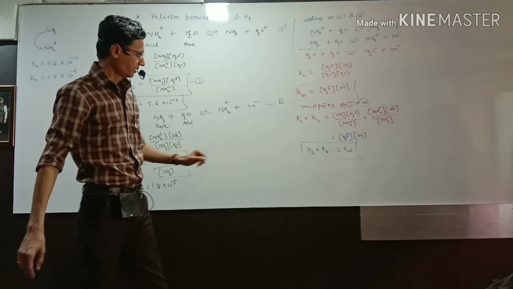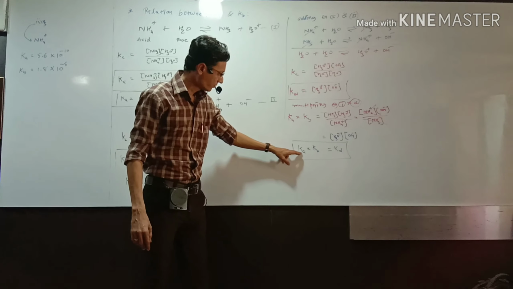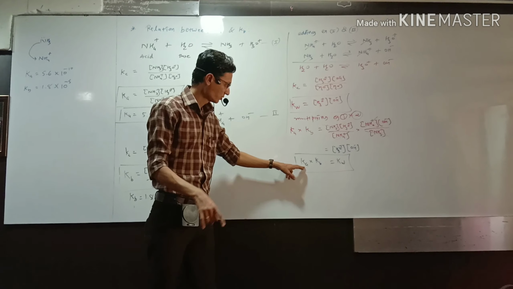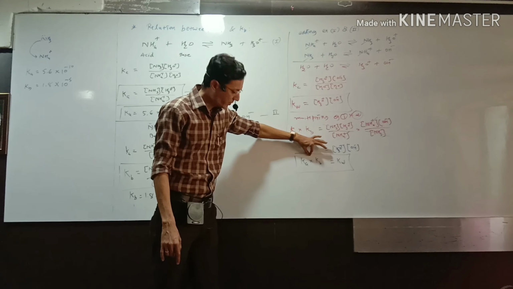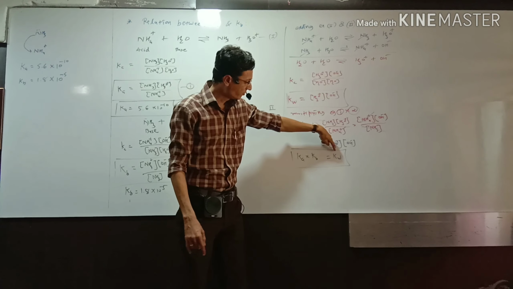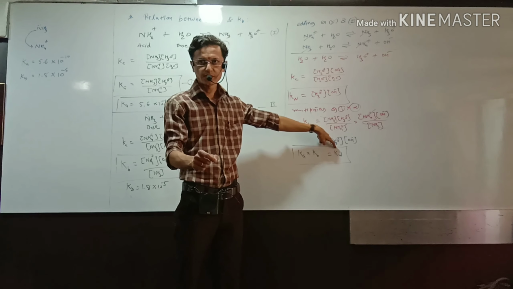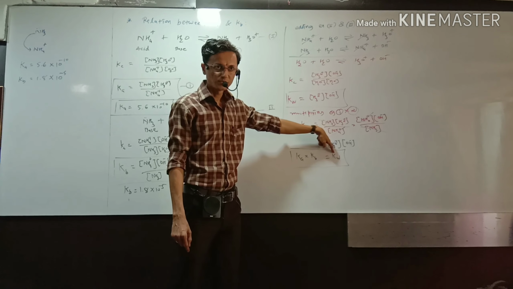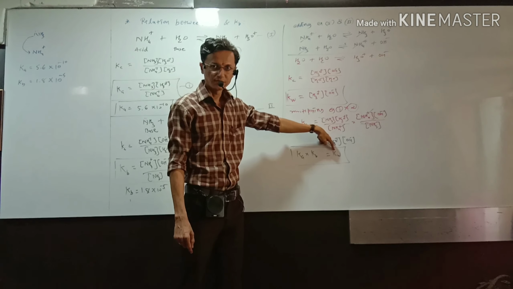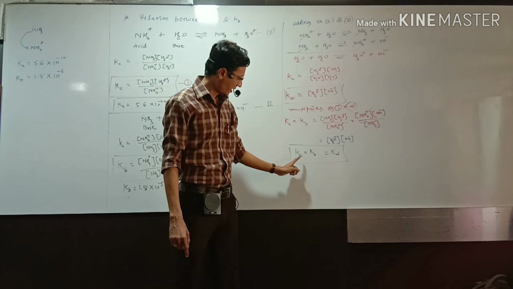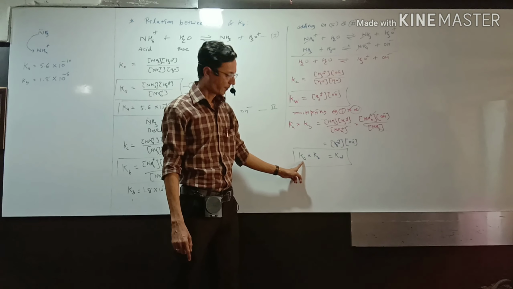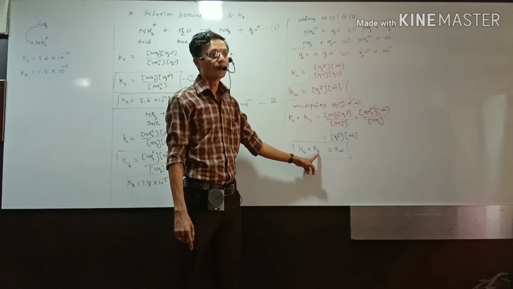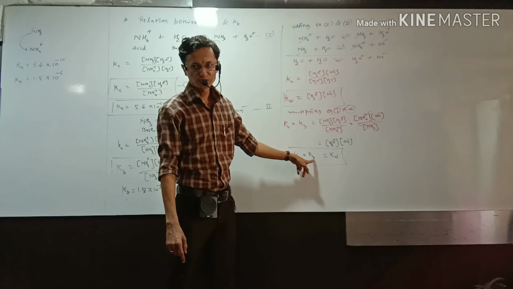From this we can say that the ionization constant of a weak acid and the ionization constant of its conjugate base, if they are multiplied, will always give the value of Kw. And we know that at 298 Kelvin, the value of Kw is constant, which is 1.0 into 10 raised to minus 14. So we can say that the ionization constant of a weak acid multiplied by the ionization constant of its weak base will be 1.0 into 10 raised to minus 14.